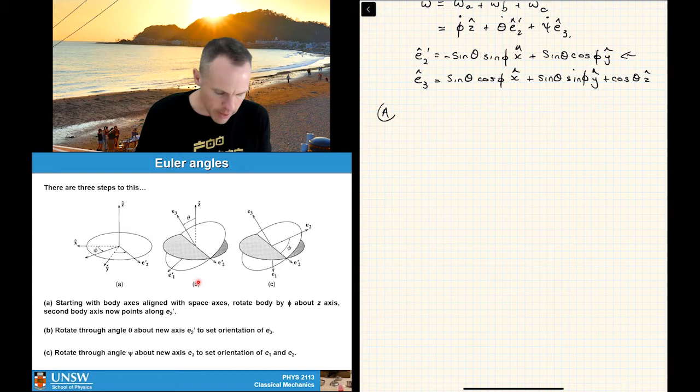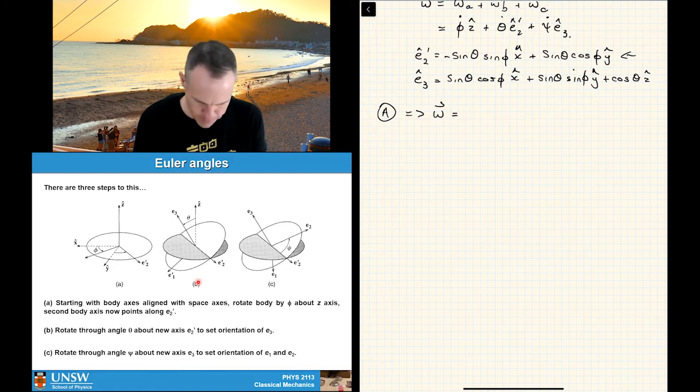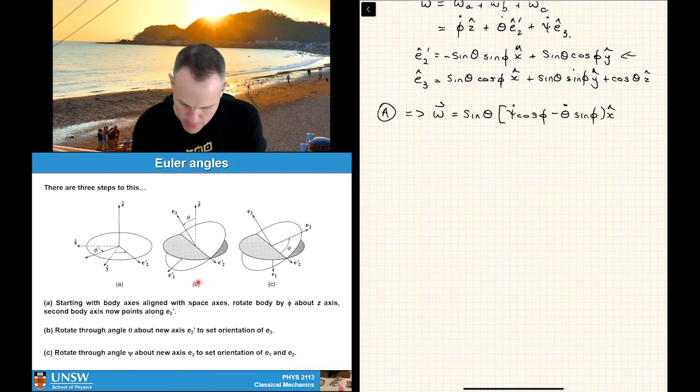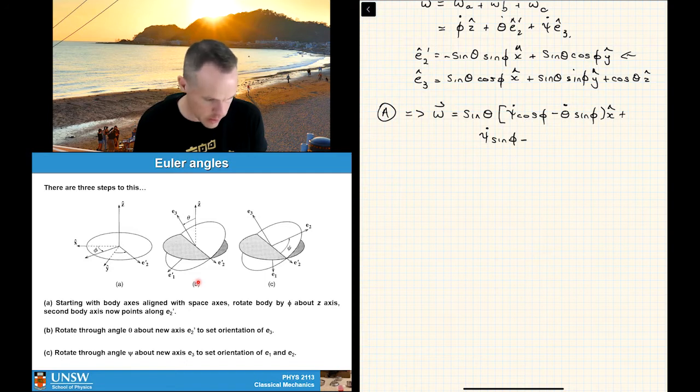So if we bring all this together, what we will have here is omega is equal to sine theta phi dot cos phi minus theta dot sine phi x hat plus psi dot sine phi minus theta dot cos phi y hat, close the bracket there, plus phi dot cos theta plus phi dot, like so.